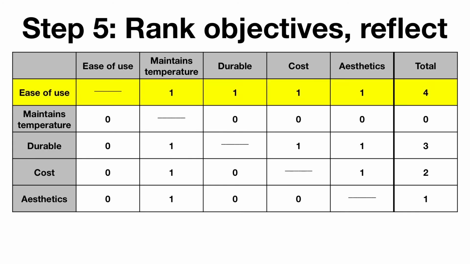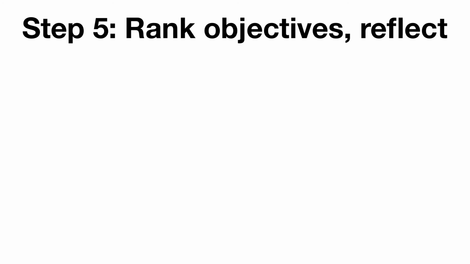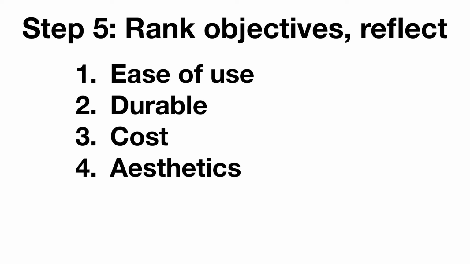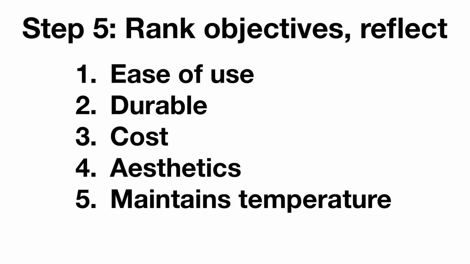So the highest ranking number in the total column is the most important criteria, and the other criteria follow down in rank. The results from the PCC for the water bottle are number 1, ease of use, number 2, durable, number 3, cost, number 4, aesthetically pleasing, and number 5, maintained temperature.